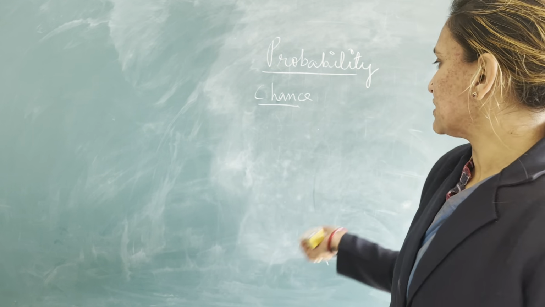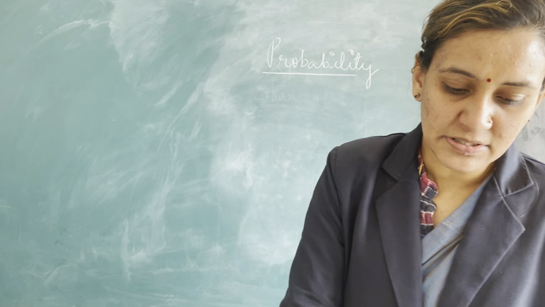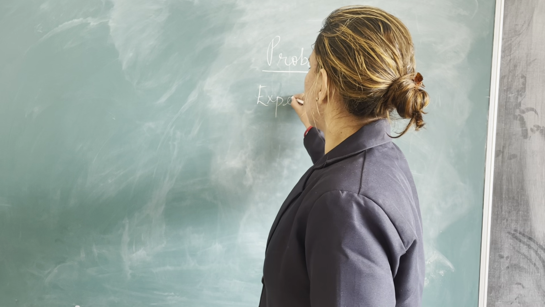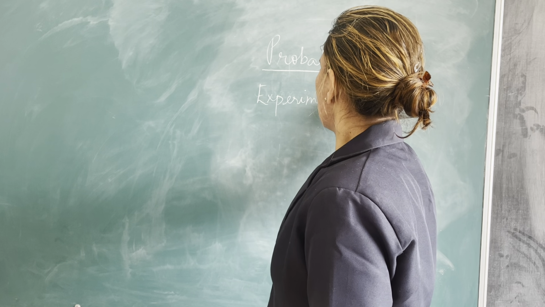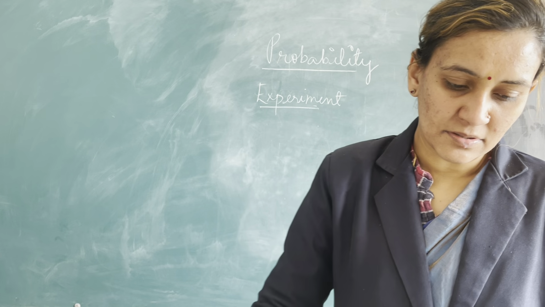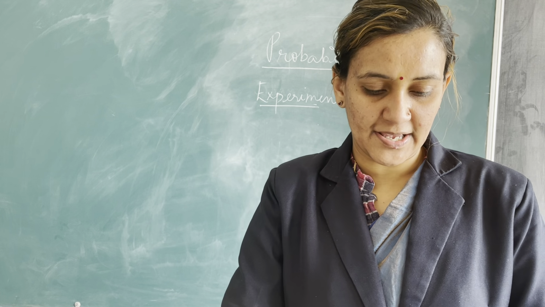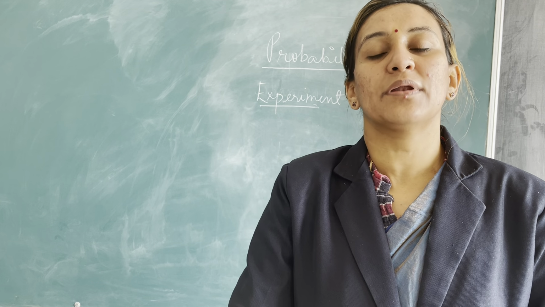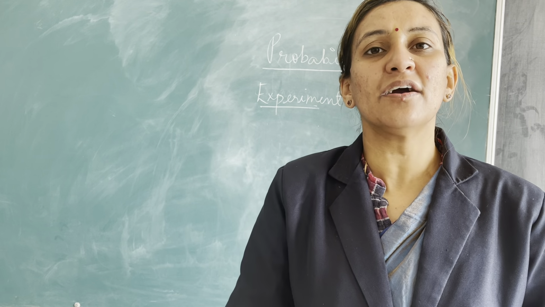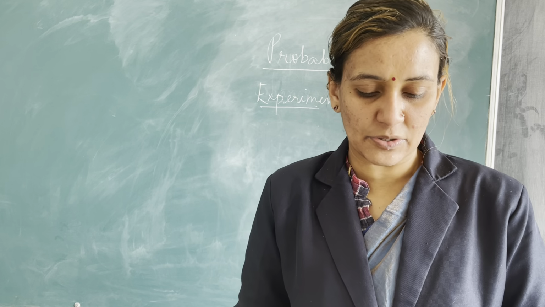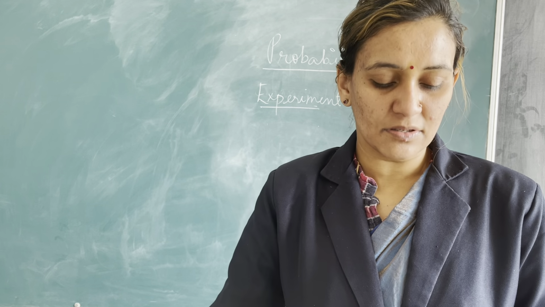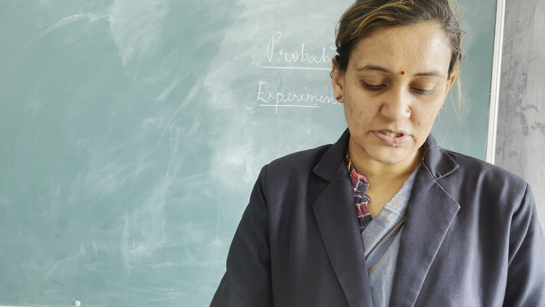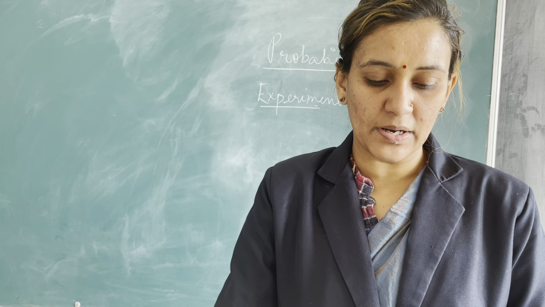Now, the next important terms are experiment, outcome and event. Let us look at experiment. An action or a process that yields some well-defined outcome is known as an experiment. Any process that is giving a particular outcome to me is termed an experiment. Any specific subset of the set of all possible outcomes is called an event.